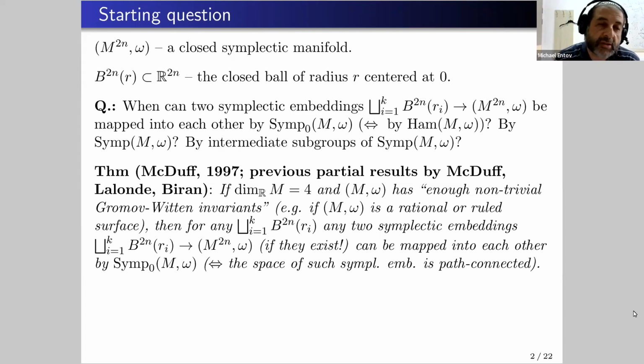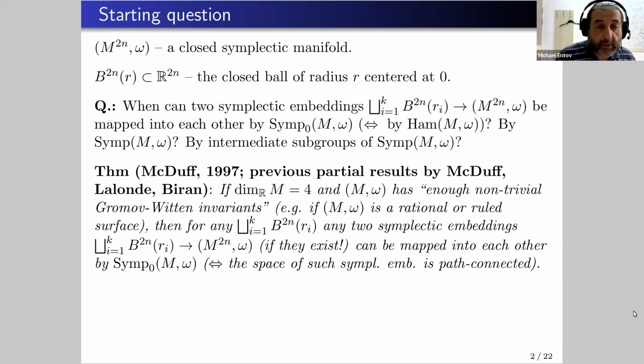This is just the standard isotopy extension theorem, which says that an isotopy between symplectic embeddings of balls is the same as being able to map one of them into the other by an ambient symplectic isotopy. But this class of manifolds, for instance, does not include the torus T4 with any symplectic form. It does not include K3. So there, the question is still open.